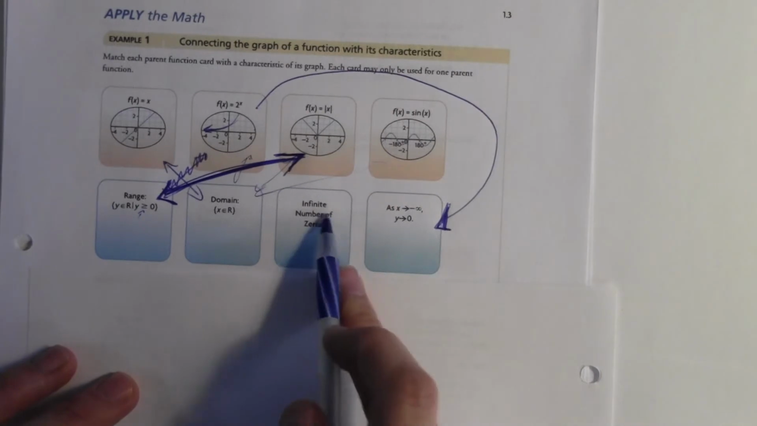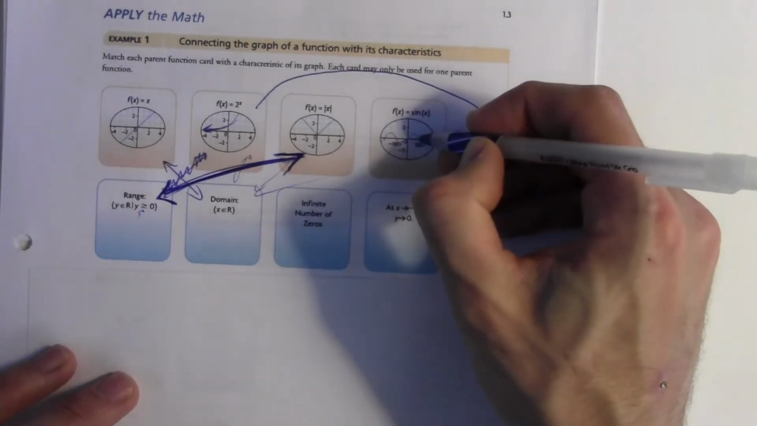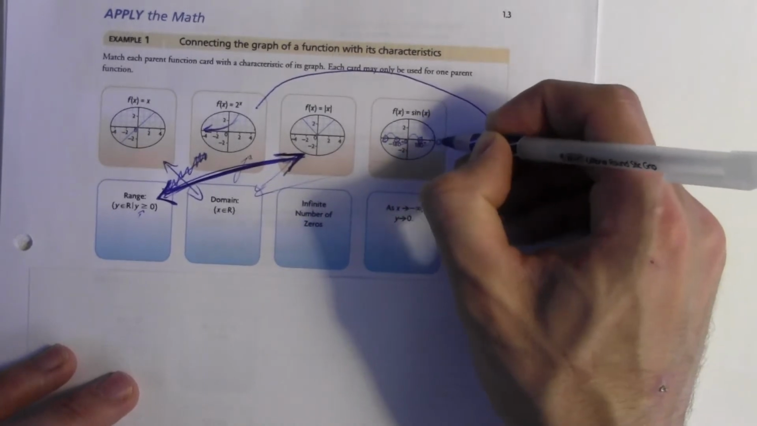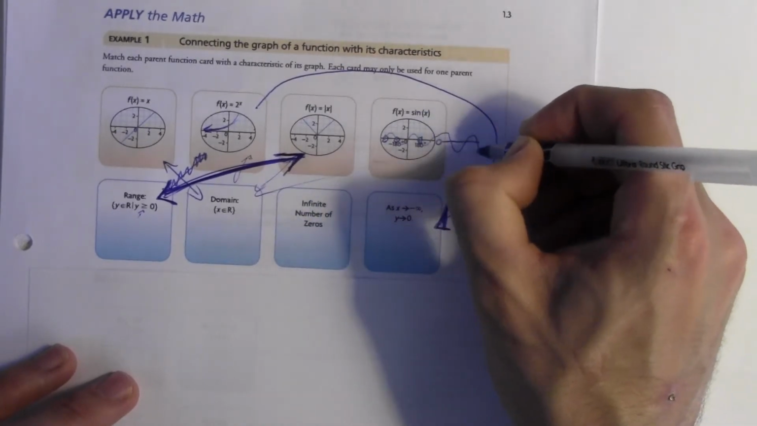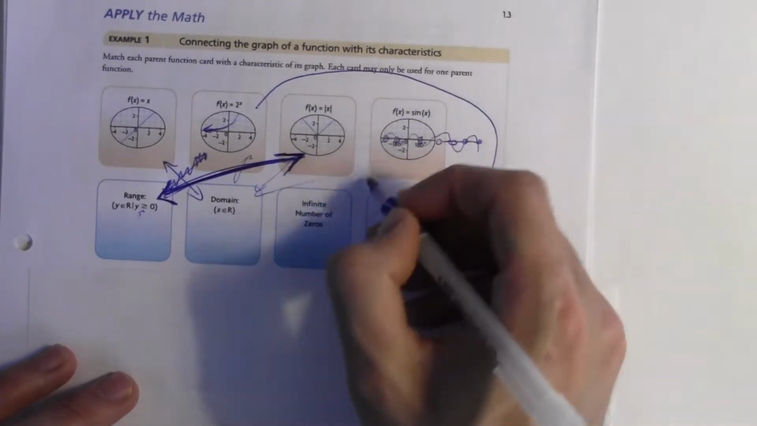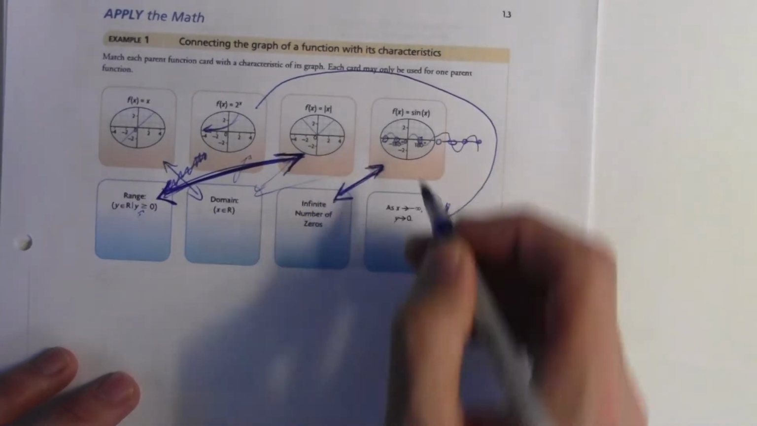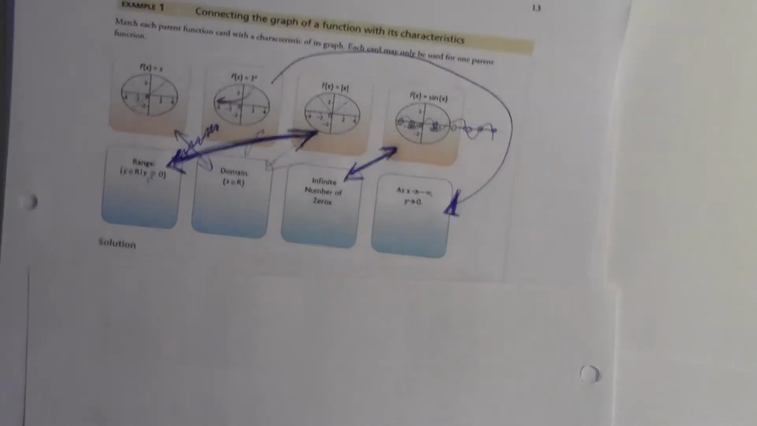And then we're just left with this one, infinite number of zeros. And we know that's the case. Why? Because we have a 0 there, a 0 there, a 0 there. And we know it keeps crossing 0. Okay? So this one goes with this one. Any questions? That's pretty easy. All right.